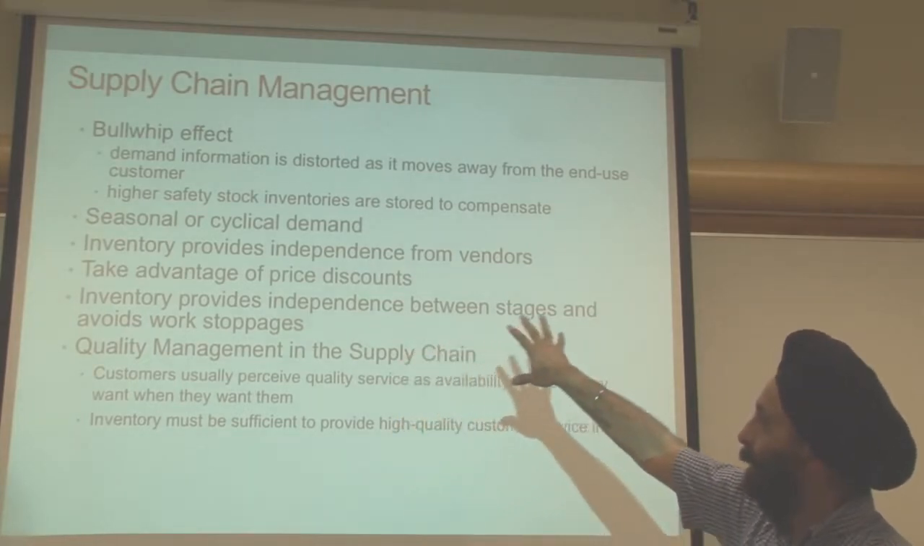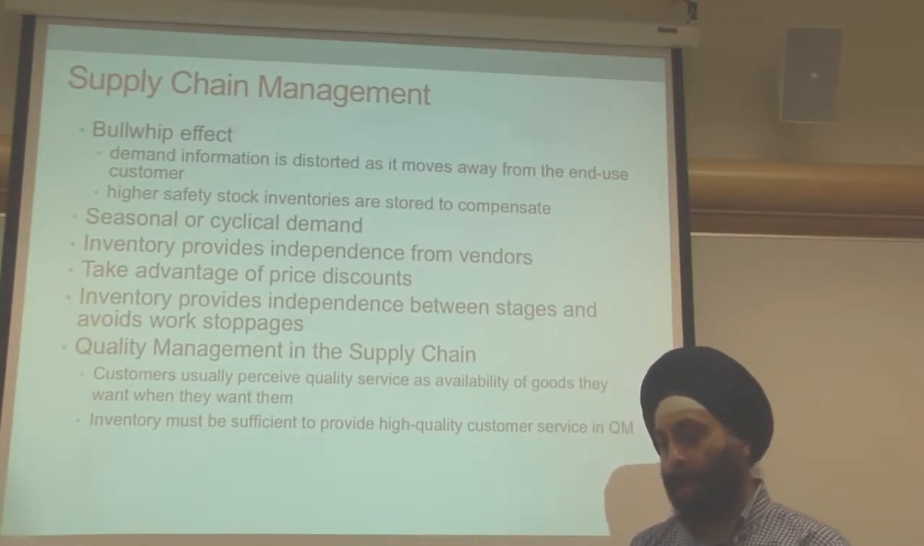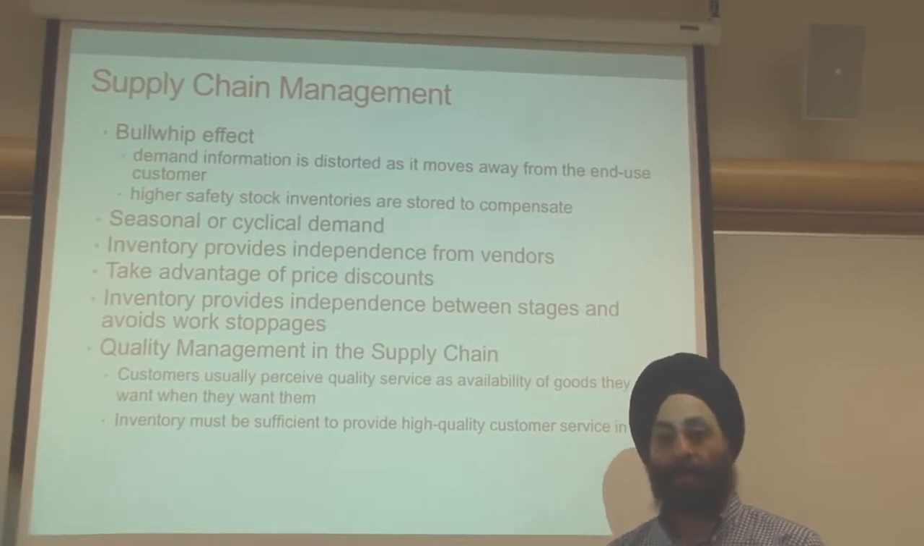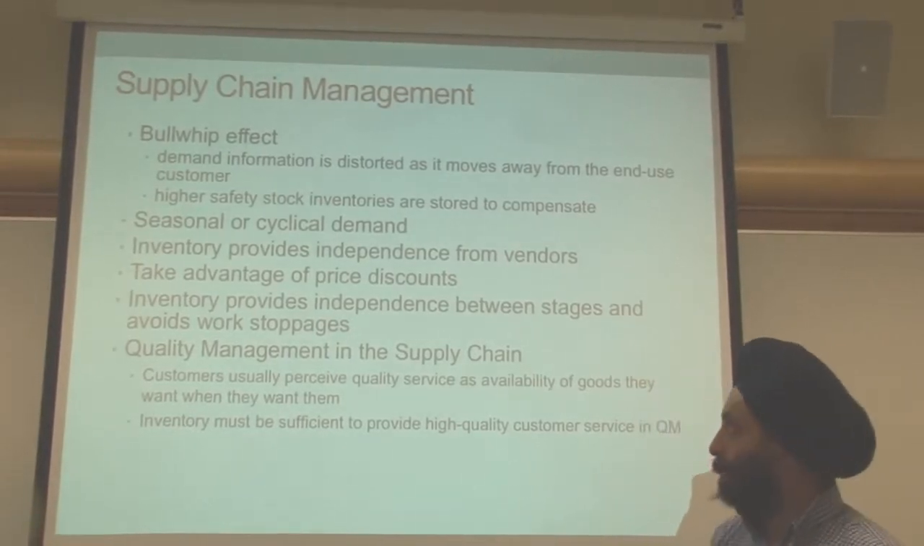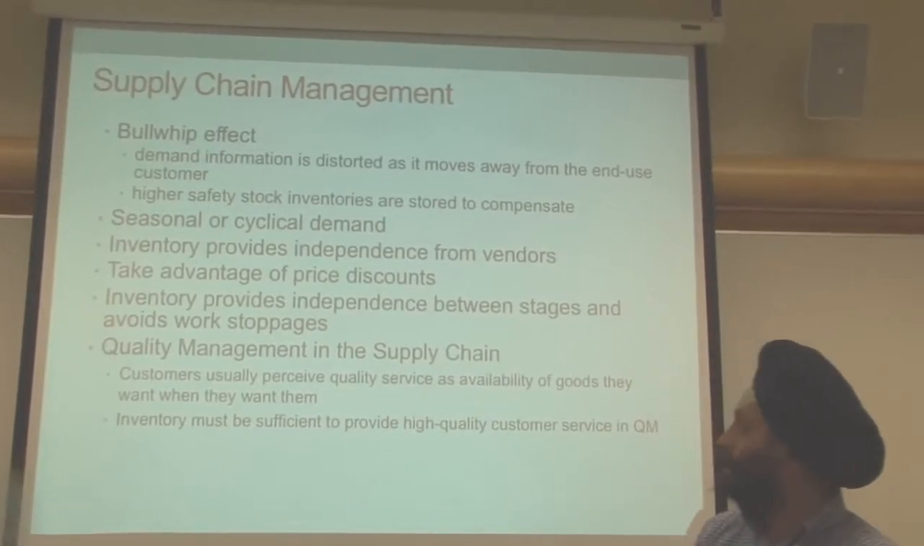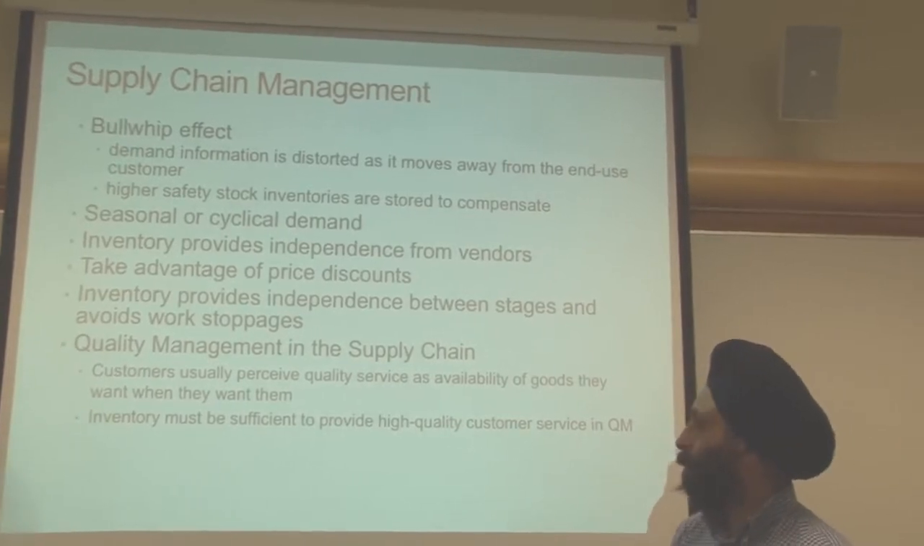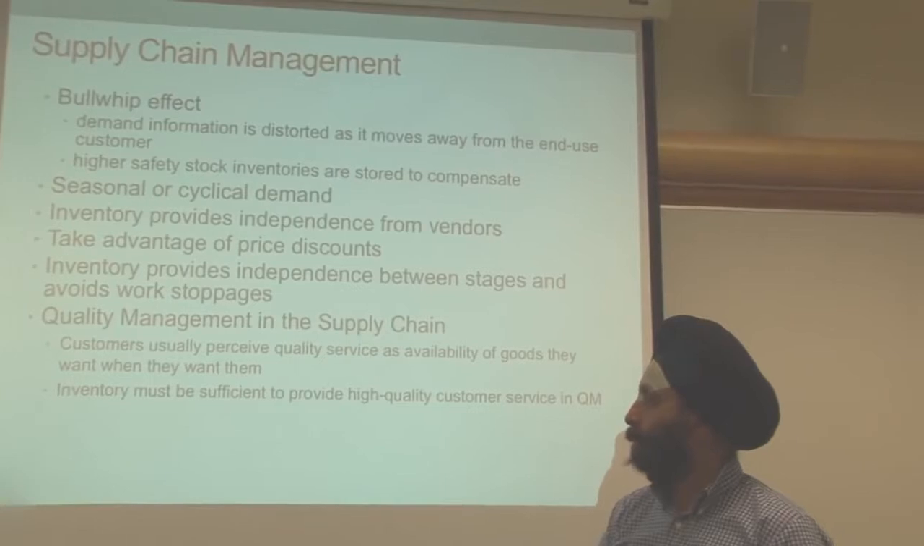Inventory provides independence from vendors. That way, production is unfettered, unconstrained by what vendors' capabilities are. It also lets you take advantage of the price discounts that we mentioned, and provides independence between stages of workstations to avoid stoppage, the buffer that we mentioned.